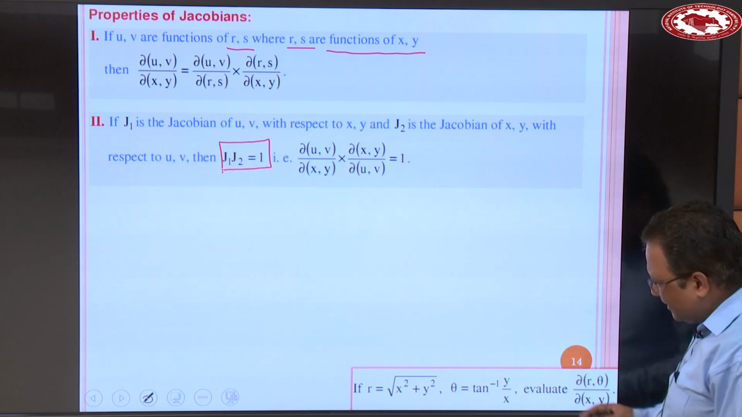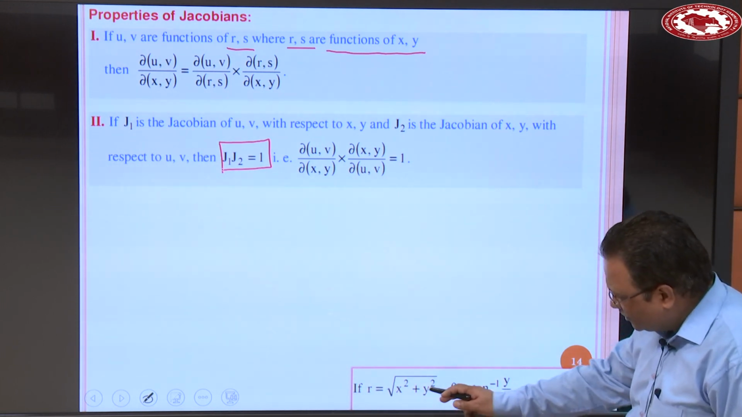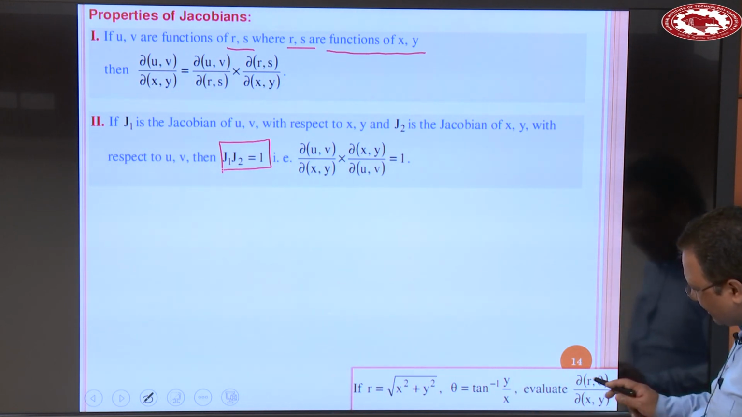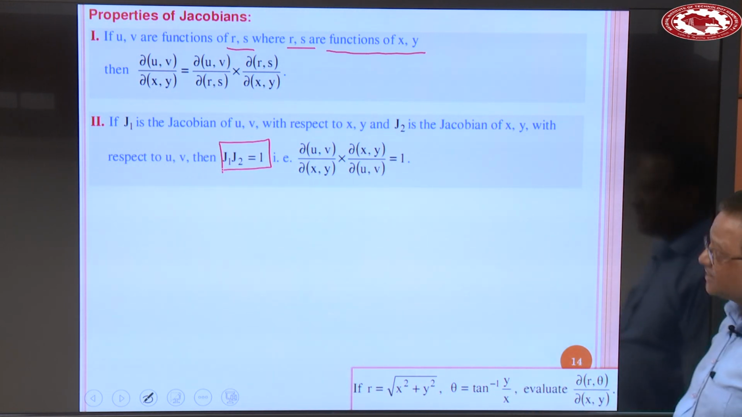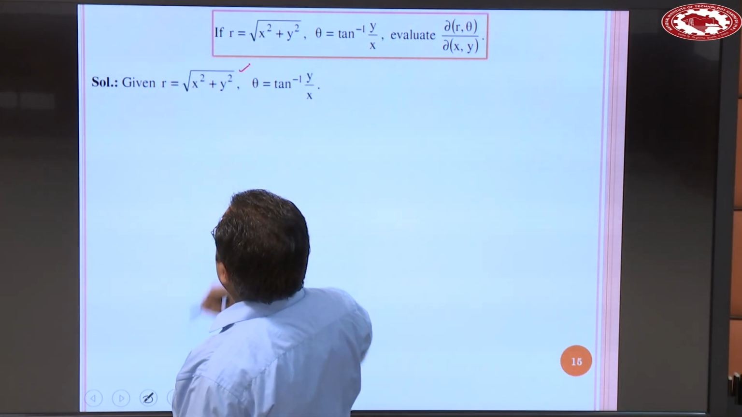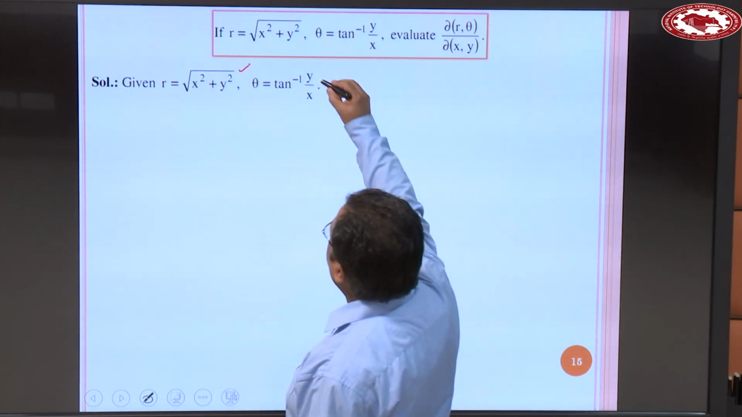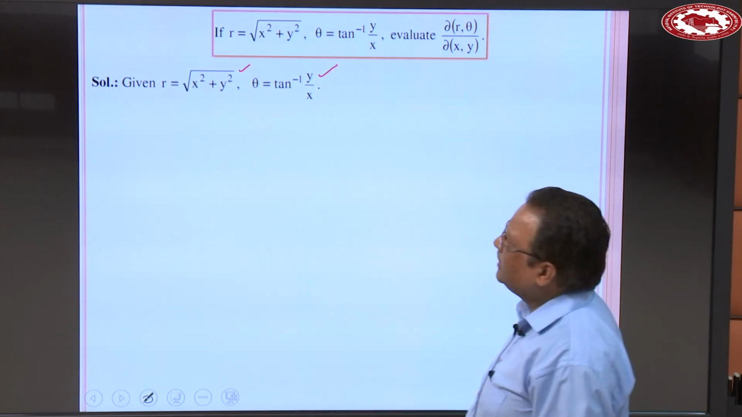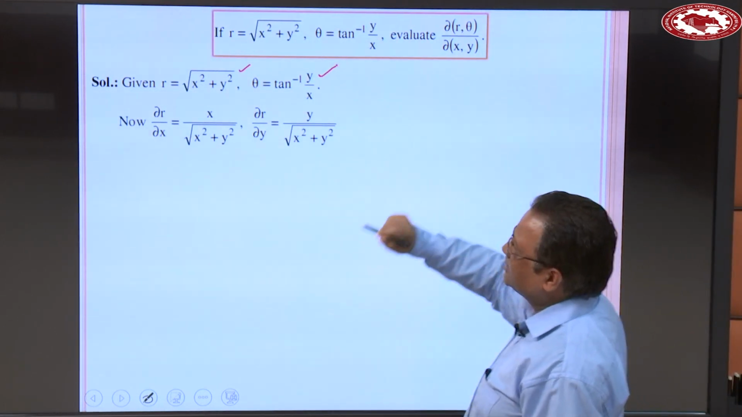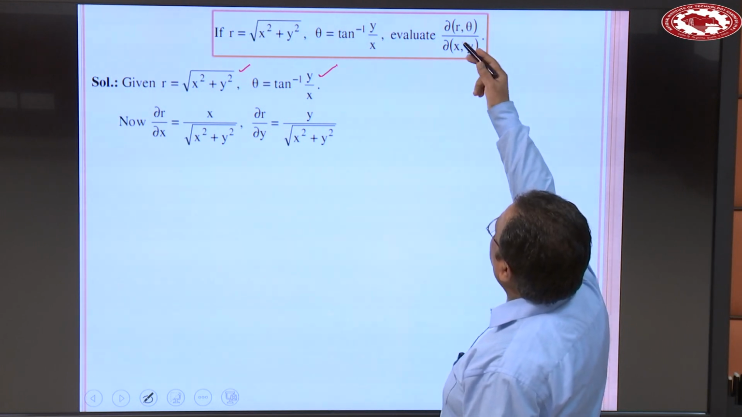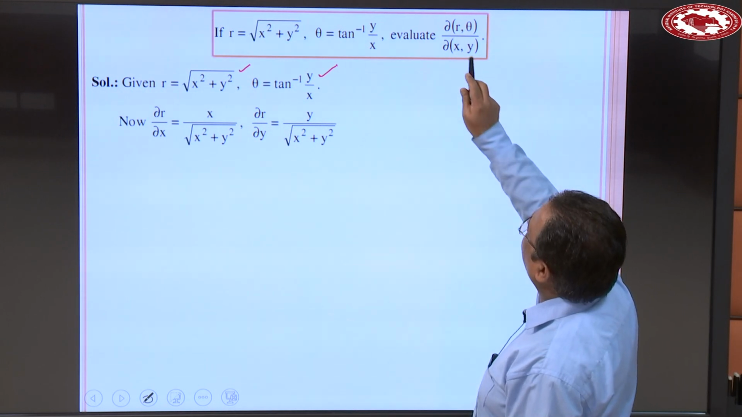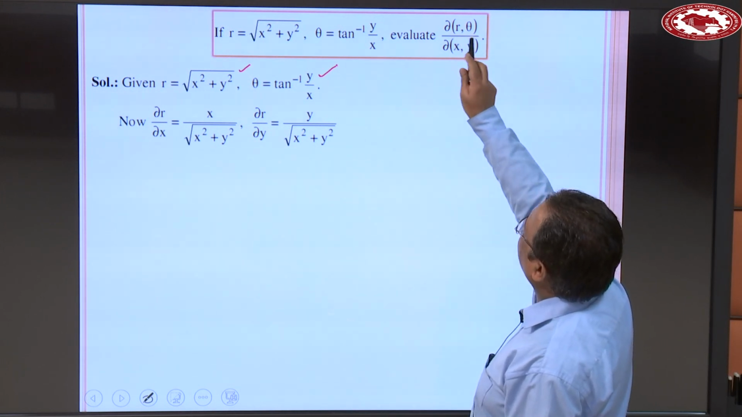So you can evaluate this simple problem: if r is equal to the square root of x squared plus y squared, and theta is equal to tan inverse of y over x, then evaluate ∂(r,theta)/∂(x,y). So what is r? r is the square root of x squared plus y squared. What is theta? Theta is tan inverse of y over x. For evaluating this, you have to evaluate ∂r/∂x, ∂r/∂y, ∂theta/∂x, ∂theta/∂y.